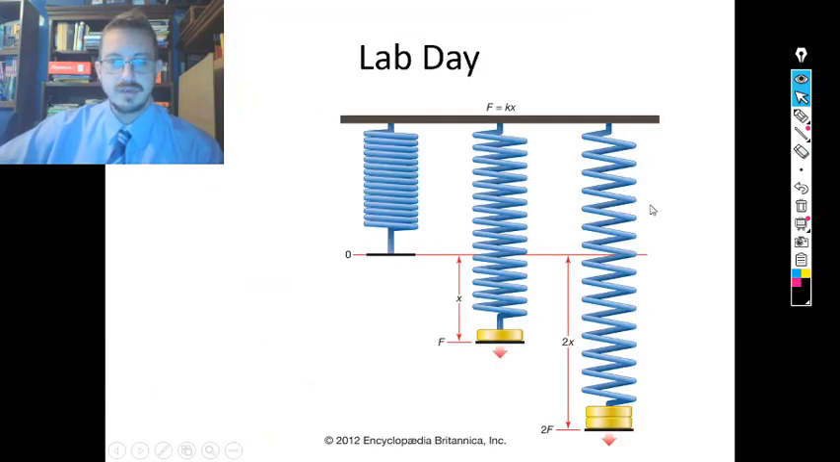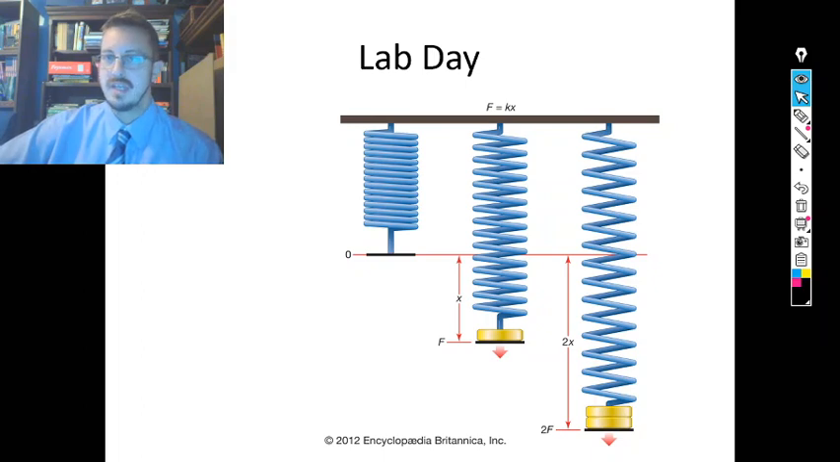Lab day this week is going to be an exploration of Hooke's law, where we're going to vary the mass and therefore the weight suspended from a spring and measure the extension. And then we'll use Hooke's law, F equals kx, to plot a graph of the force against the extension. And the slope of our best fit line will give us k, the spring constant.